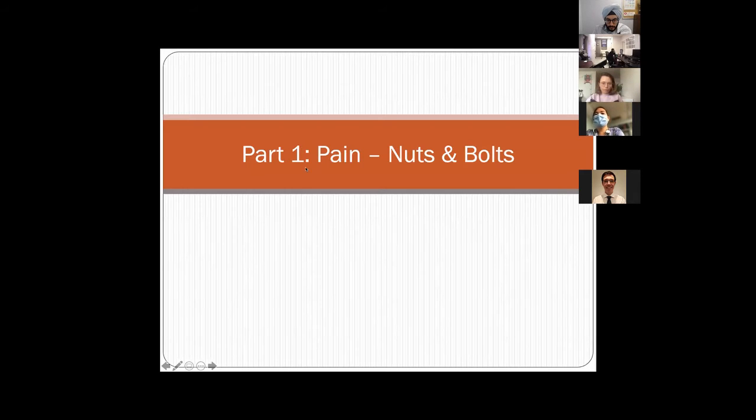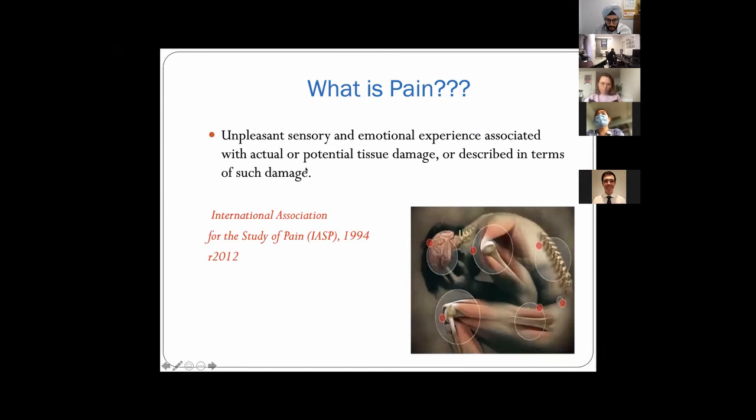So I divided this into two parts. The first part is just the basics of pain, and then the second part is really that of opioids and some practice cases along that. So pain has been defined by the International Association for the Study of Pain in 1994 and then revised in 2012, that it is an unpleasant sensory and emotional experience associated with actual or even potential tissue damage or described in terms of such damage.